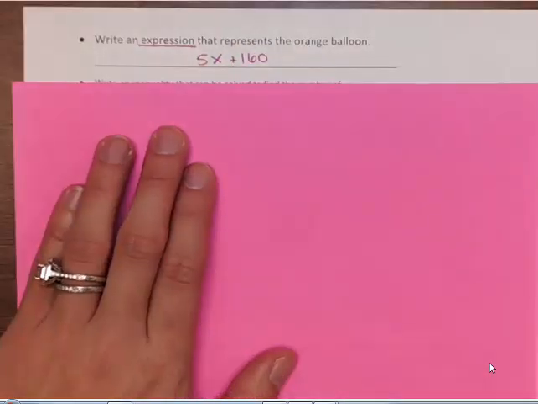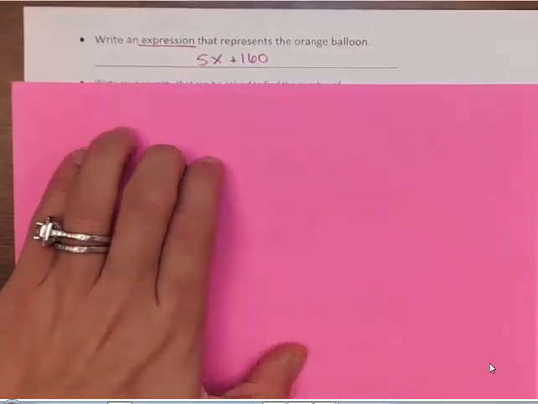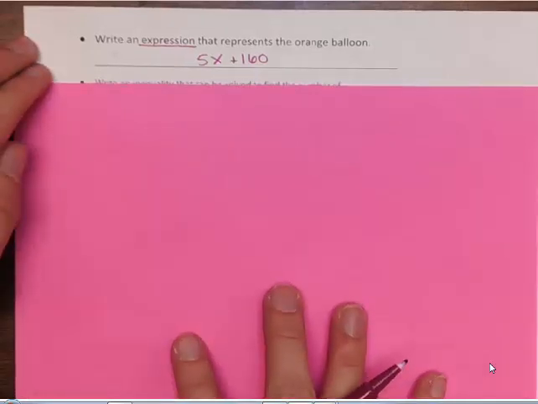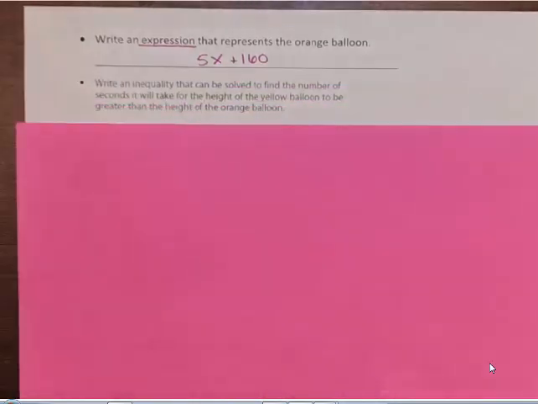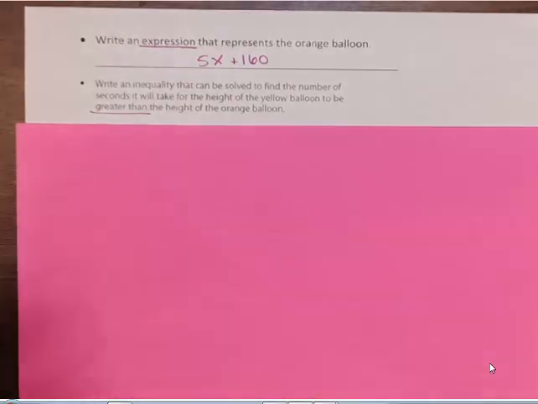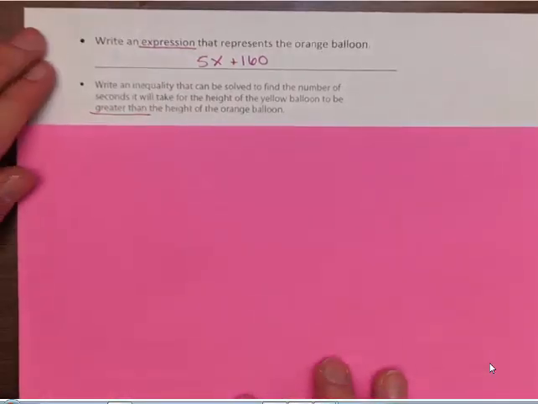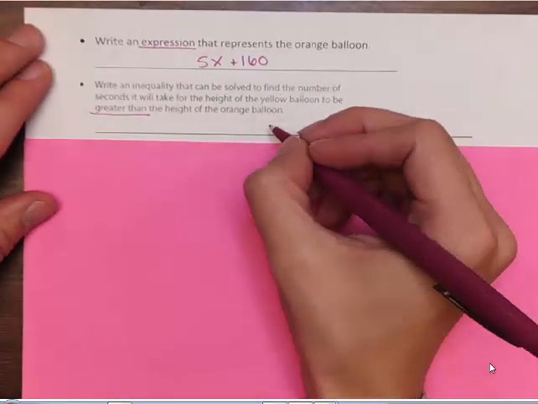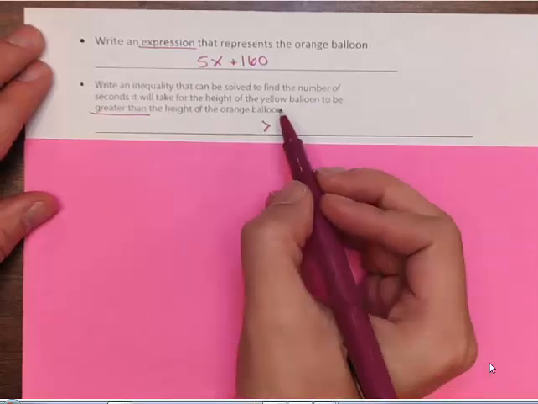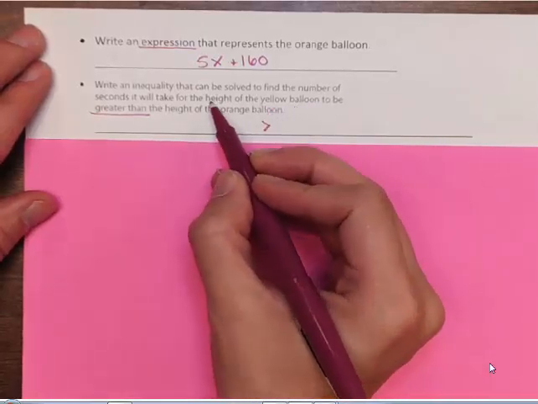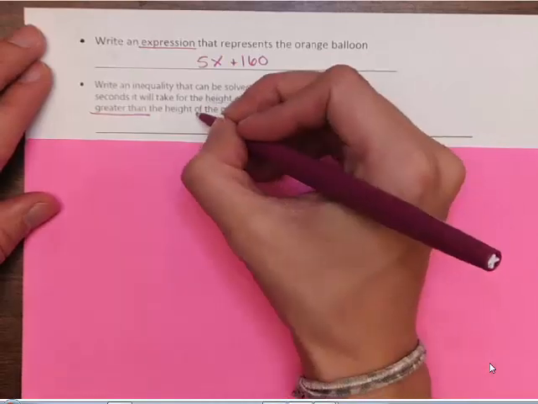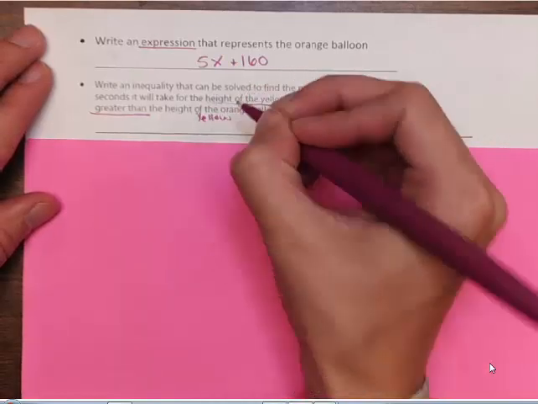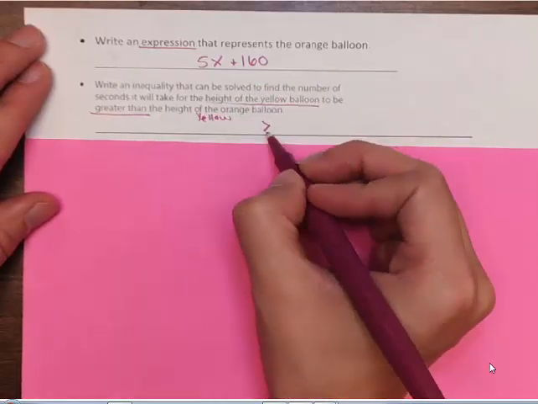So we have the left and the right side of our inequality written. Now our question was asking us to write an inequality that can be solved to find the number of seconds it will take the height of the yellow balloon to be greater than the height of the orange balloon. So I know my symbol that's going to go in the middle is a greater than sign, but I have to make sure that the height of the yellow balloon is going to be on the left side, because remember, I want the yellow to be greater than the orange balloon.